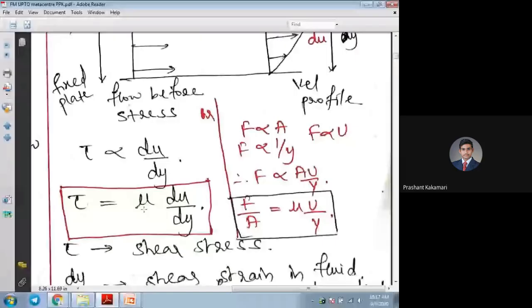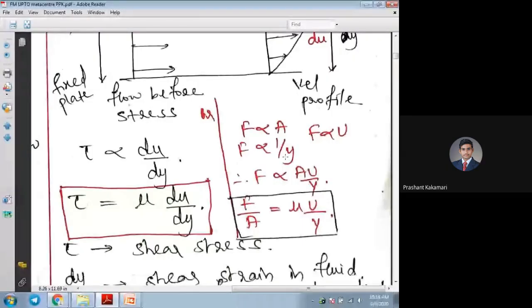There, the force is directly proportional to area. Now here, what is area? Area of the surface which is in contact with the liquid surface and the movable plate. That area we are considering. And force is also proportional to velocity. In the sense, after applying the force, that velocity is proportional to force. If you apply more force, velocity will be more; less force, velocity will be less. Directly proportional.